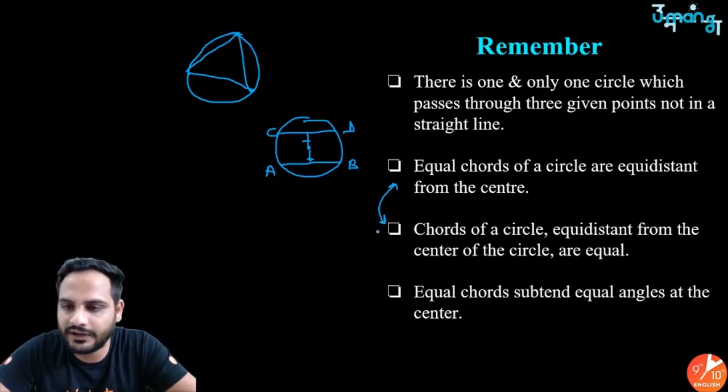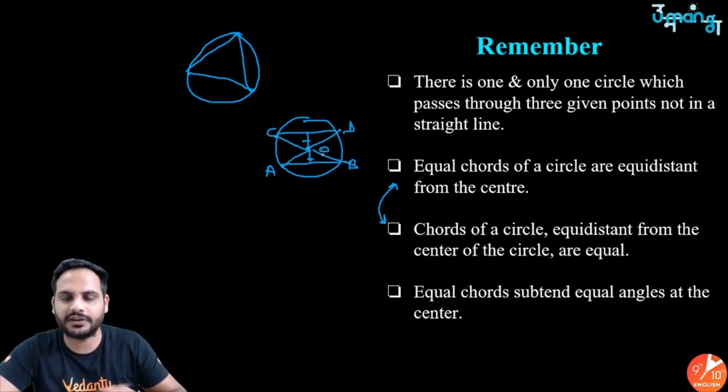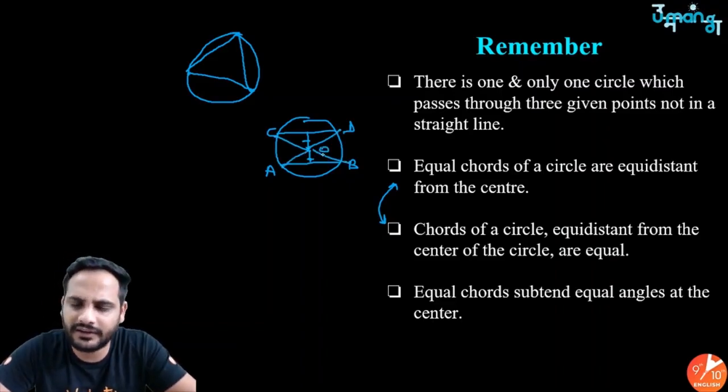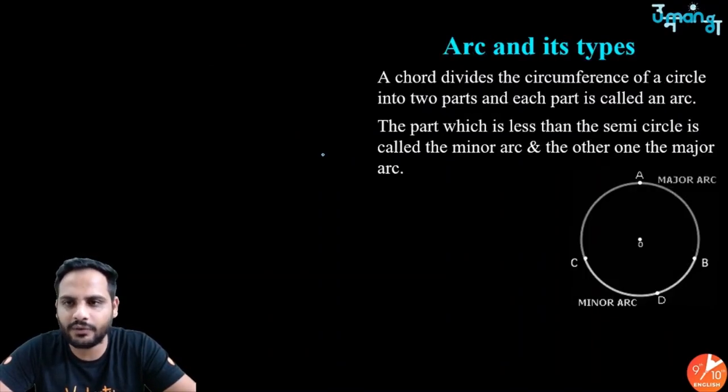Equal chords subtend equal angles at the center. If two chords are equal, the angles subtended by them at the center will also be equal. Got it? That is what the theorem says. The proofs of these theorems are very easy. They are simple proofs using congruency of triangles, which you have already done.